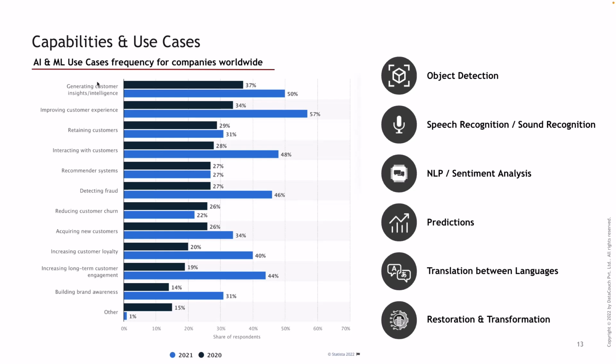So the very first use case talks about generating customer insights and intelligence. If we can gain that, then we can cross sell, we can upsell, and there can be many possibilities like running campaigns based on the customer needs and customer behavior. So we can gather that information and we can do the needful and monetize that opportunity.